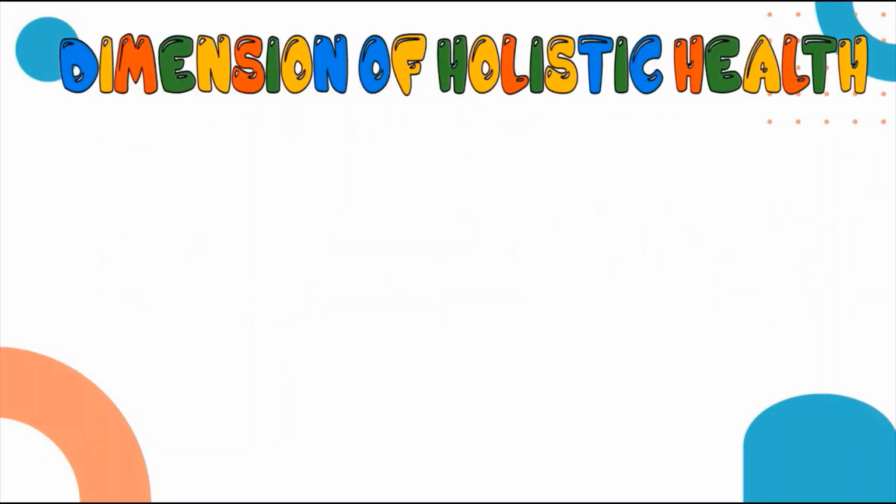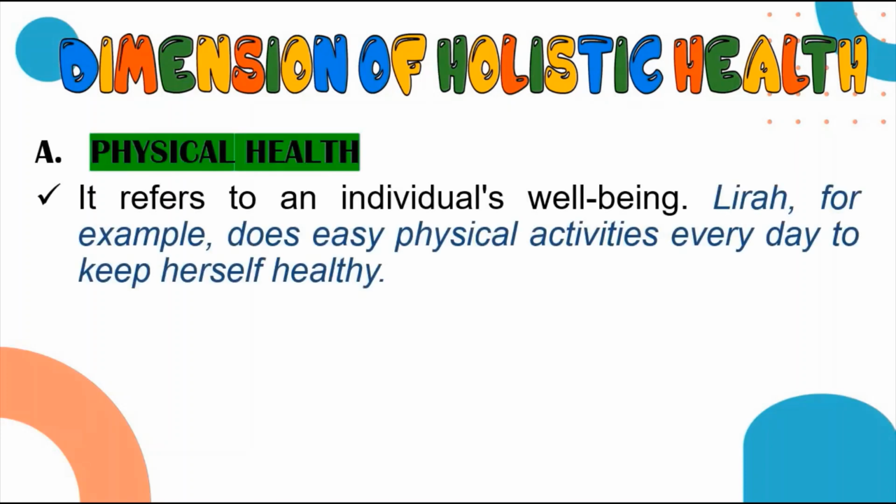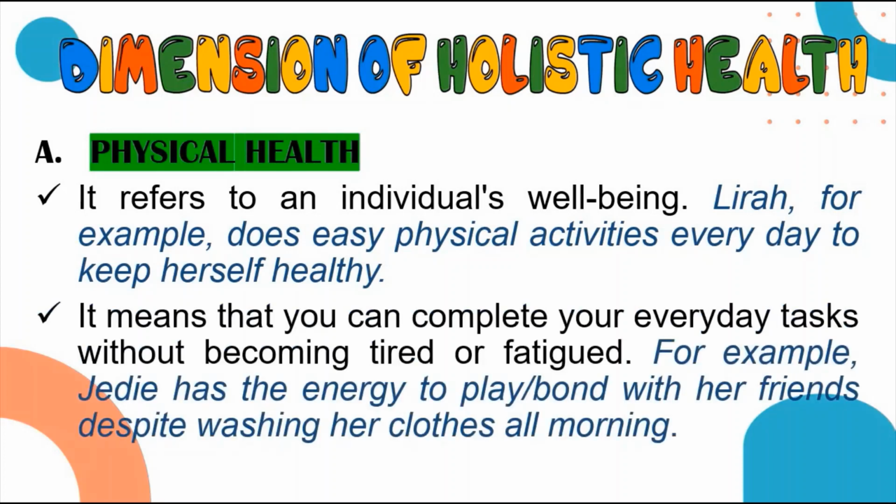Dimension of holistic health. Letter A. Physical health. It refers to an individual's well-being. Lyra, for example, does easy physical activities every day to keep herself healthy. Also, it means that you can complete your everyday tasks without being tired or fatigued. For example, Jerry has the energy to play or bond with her friends despite washing her clothes all morning.